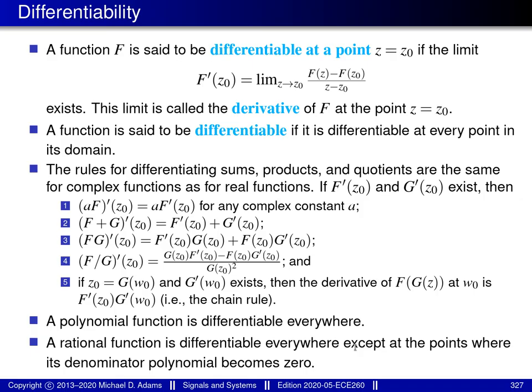Again, remember, a rational function is a ratio of polynomials, so because you're dividing, there's always a possibility you could divide by 0. So as long as the rational function is not being evaluated at a place where you're dividing by 0, the rational function will be differentiable at that point.